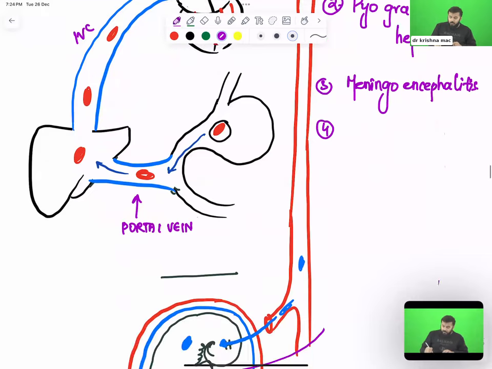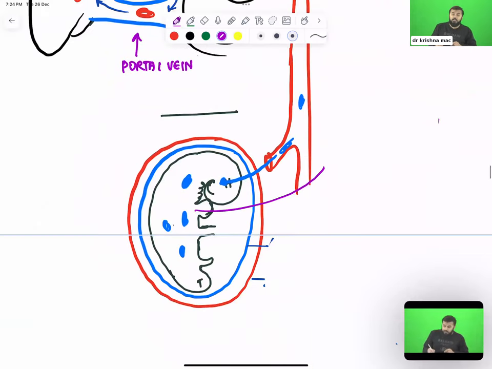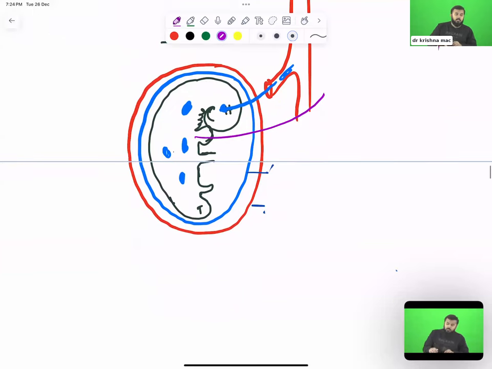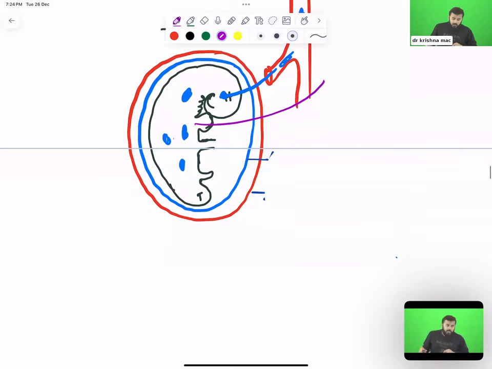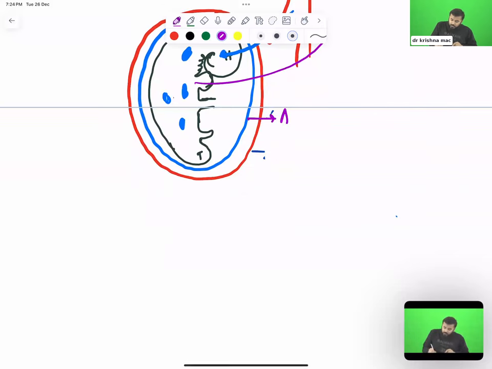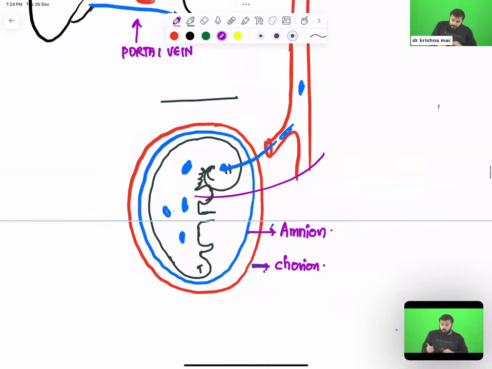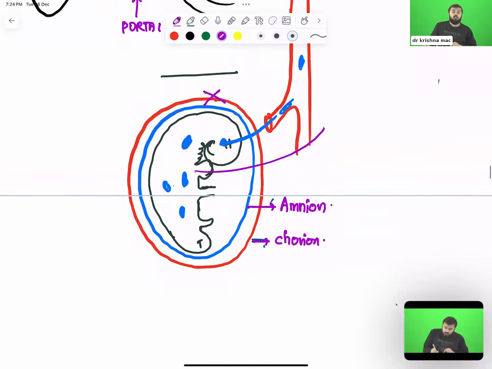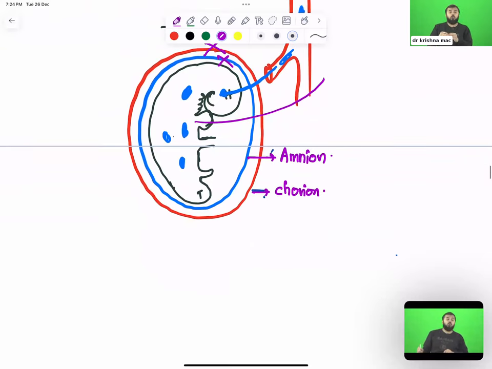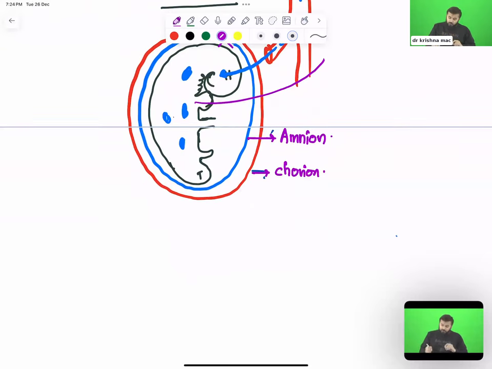Let us say there is one blood vessel that is going to the newborn, neonate. Now, surrounding this newborn, surrounding this fetus, there are two important layers. So this blue color layer over here is called the amnion. All of you know this. The red color layer is called the chorion. So one is your amnion, another one is the chorion. So this bacteria will damage the amnion, it will damage the chorion. So you call this condition chorioamnionitis.